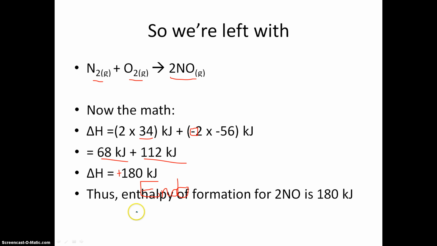So we can just say, thus the enthalpy of formation for 2 moles of NO is 180 kilojoules. If we wanted to say per mole of NO, we would just divide that by 2, and we have 90 kilojoules per mole.